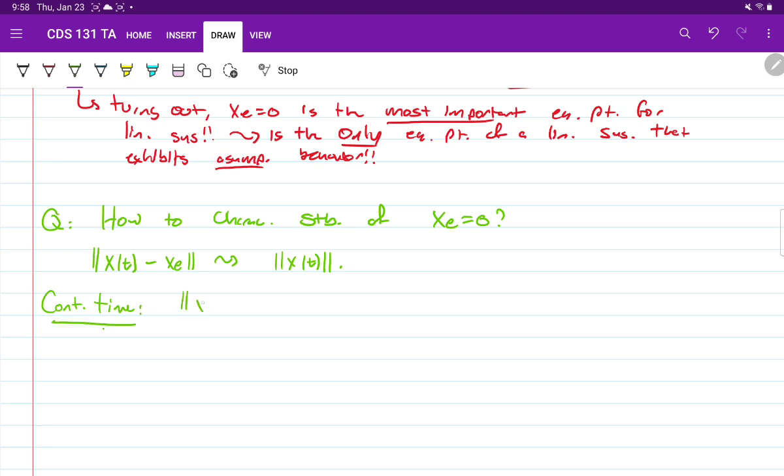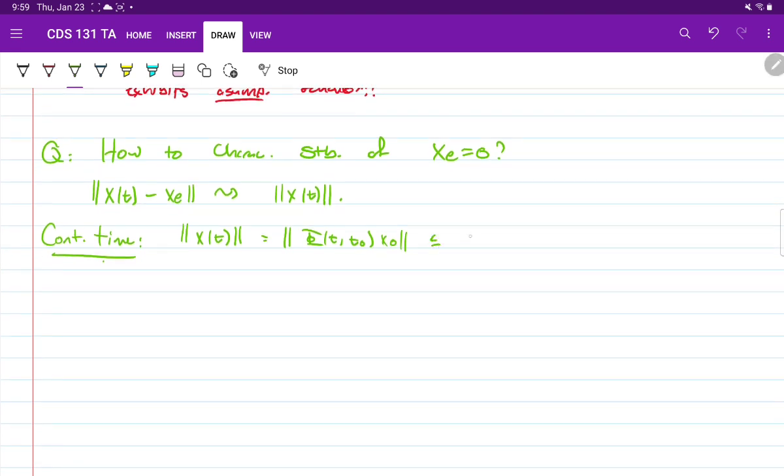So how do you compute the norm of x of t for the continuous time case? How do we find a nice upper bound? Well, we know that this is equal to the norm of the product of the state transition matrix phi of t, t naught, multiplied by x naught, right? And if we're assuming that we're using the operator norm to induce a norm on the matrix phi, then this guy is less than or equal to the norm of phi of t, t naught, times the norm of x naught, okay?